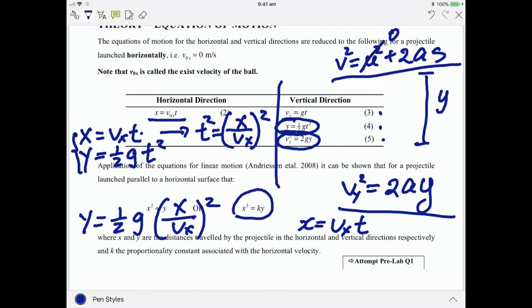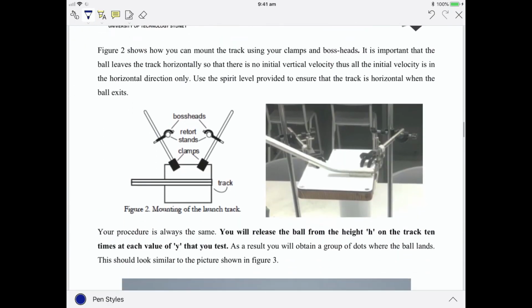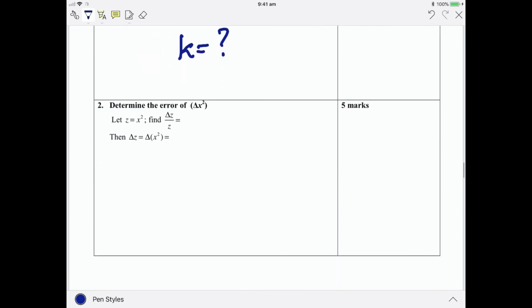You can rearrange this until you have a form which is x equal to k times y. The k will be all about half g, v squared, all these numbers. You just rearrange your equation from here to here. This is part A of your pre-lab question. So part A is not hard. All you need is substitution, and from here you want to find what k is in this expression. I already did half for you, so it's 5 marks.